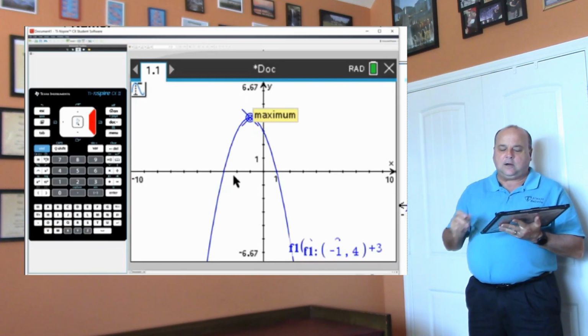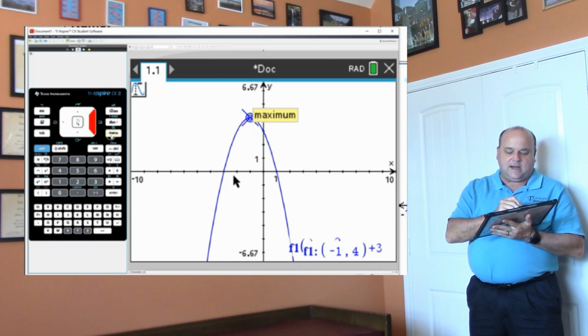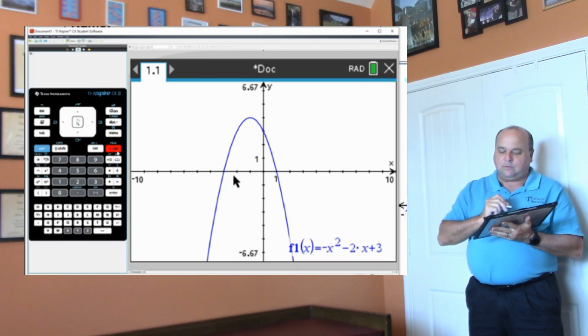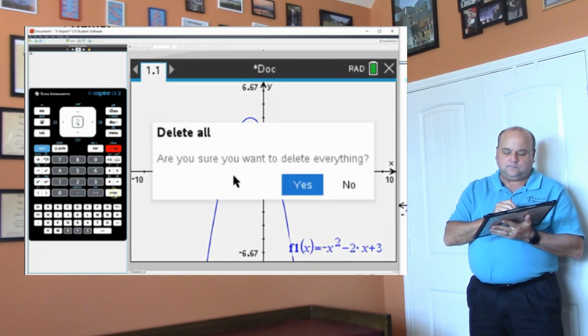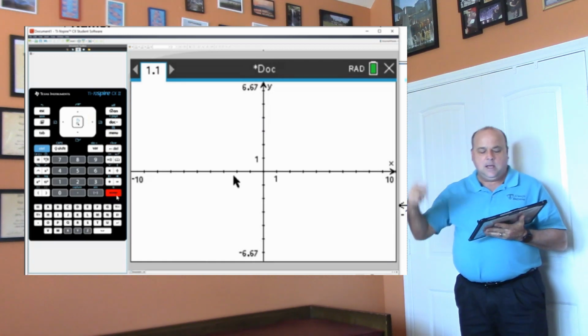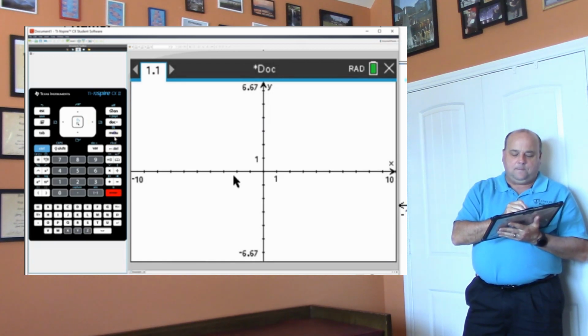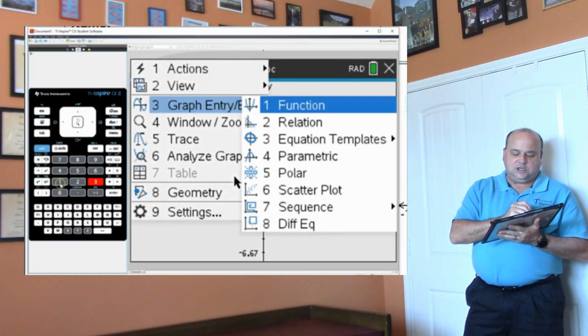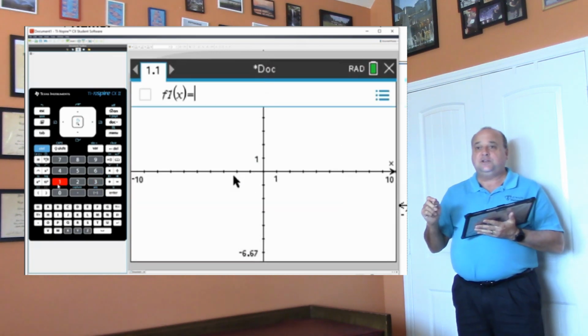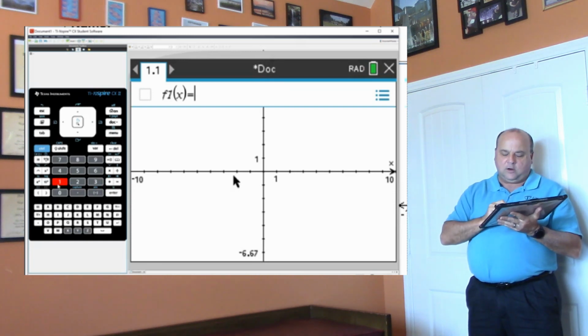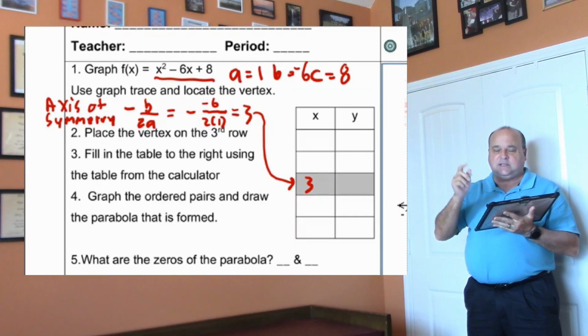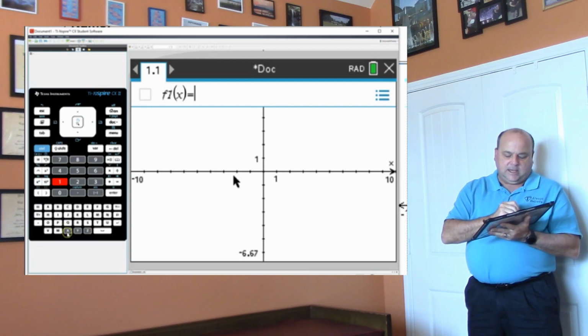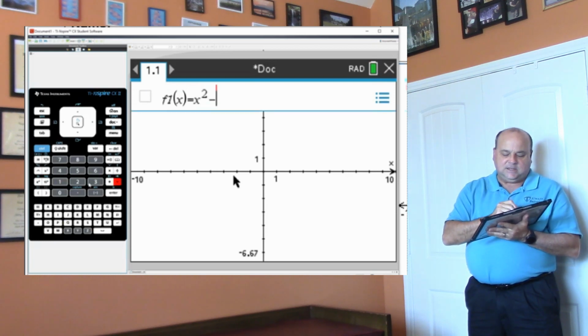So we're going to go to the calculator. I already have a graph on my calculator, so I'm going to delete 3 times. Hit enter. Calculator's gone. To get the graph up, menu, graph is 3, function is 1. You always want to graph a function in algebra 1. Now then, we're going to graph x squared minus 6x plus 8. So x squared minus 6x, and you'll get quicker at this, plus 8.